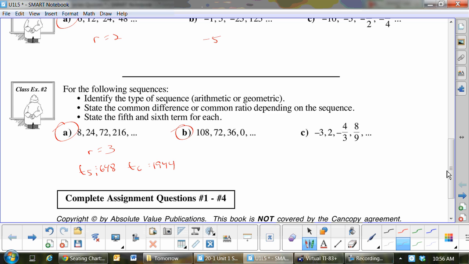What is the definition for a geometric series or sequence? The same common ratio. Does everybody know what common means? It means every single time. Does it have the same ratio every single time? Is it geometric? No. Okay, what is it? It's arithmetic. What's the D? Yep, D equals -36. This is arithmetic.